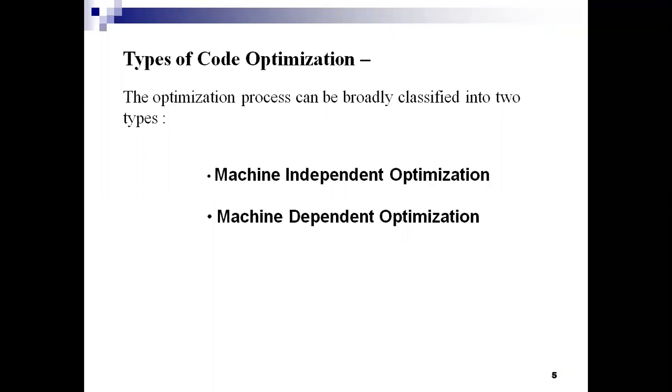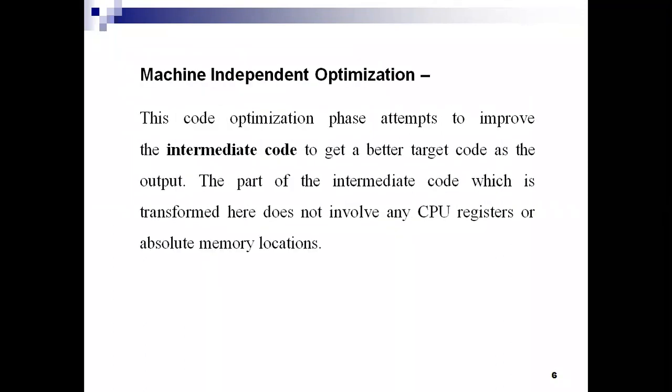Now coming to the types of code optimization, it can also be called a classification of optimization. It is broadly classified into two types. One is machine independent and the other one is machine dependent. And here, what the machine independent and what the machine dependent optimization is. See here, the machine independent optimization.